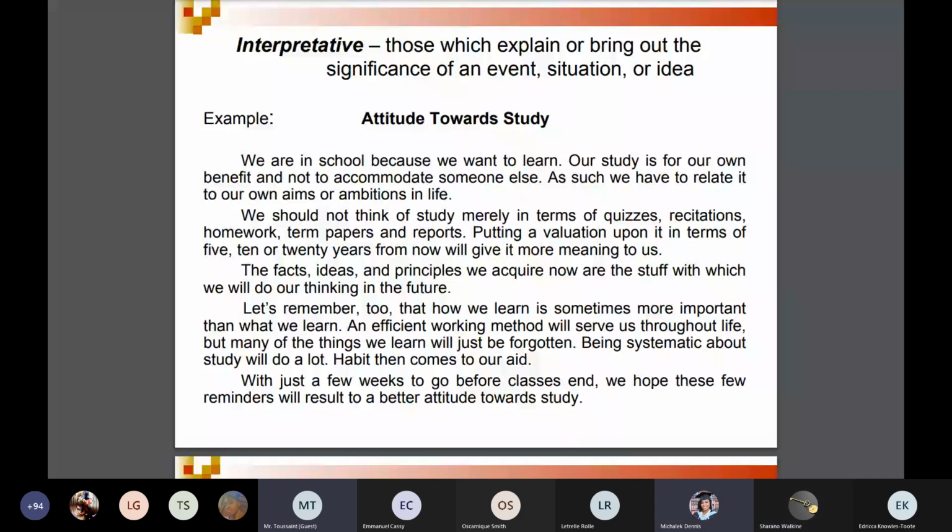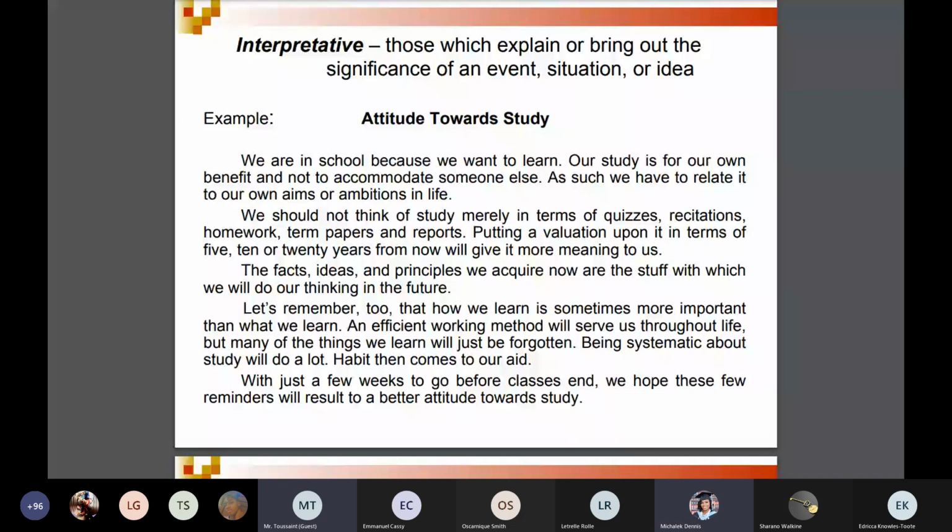So we know that this editorial is trying to get us to look at education in a completely different light. It's trying to bring out the significance of why it's so important for us to take our education seriously, and that goes under the same purpose, interpretative: those which explain or bring out the significance of an event, situation, or idea. So it's bringing out the significance of education. Some editorials cause us to look at ideas or situations in a totally different light.